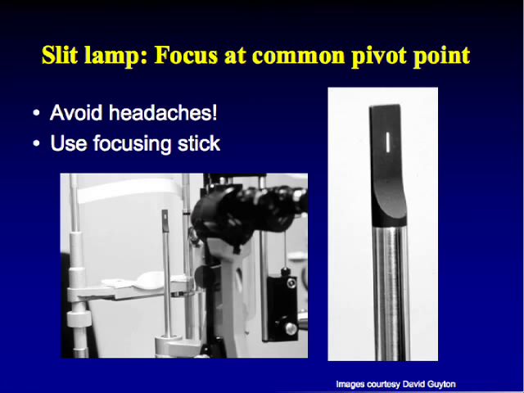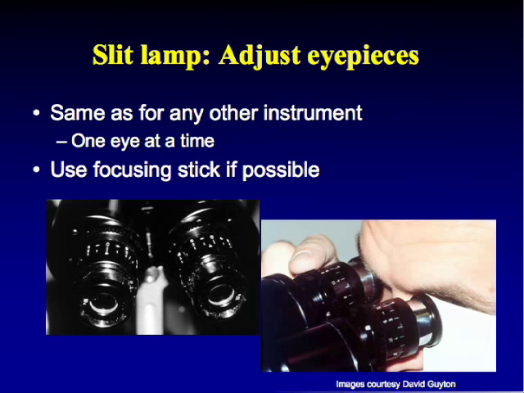Here's the focusing stick I mentioned, and you can use that to make sure that the slit and the eyepieces are all focused in the same place at the same time by adjusting accordingly. If you find yourself getting headaches when using the slit lamp, it could be that the eyepieces are way out of alignment. So just as with any other instrument, if you have a focusing stick, great. If not, you can use the edge of the conjunctiva or something where you can really tell that the slit's in focus the way it's supposed to be, and then you adjust one eye at a time.